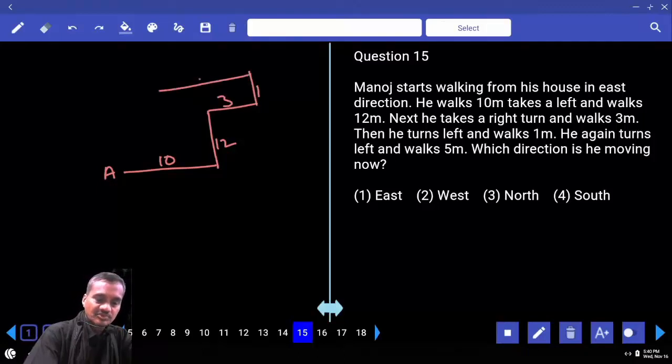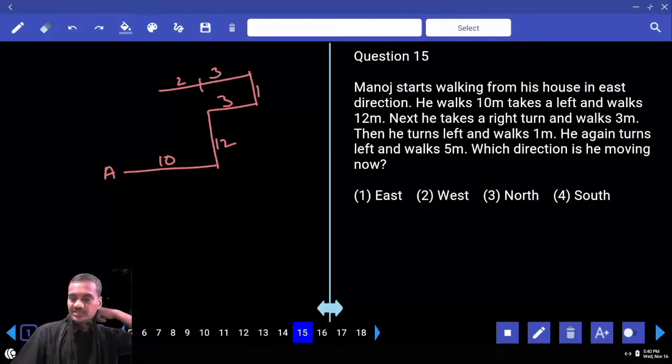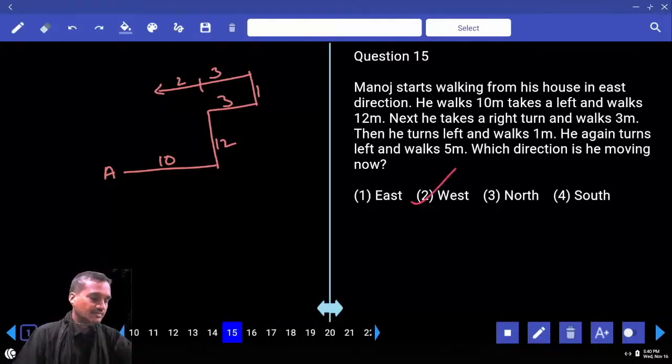5 meters means up to here, this is 3 plus 2, 5 meters. Then which direction is he moving now? Tell me what is the direction this person is moving? West. West, that is choice 2, question number 15.